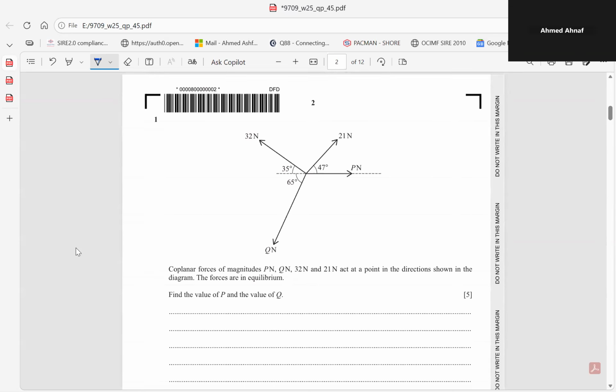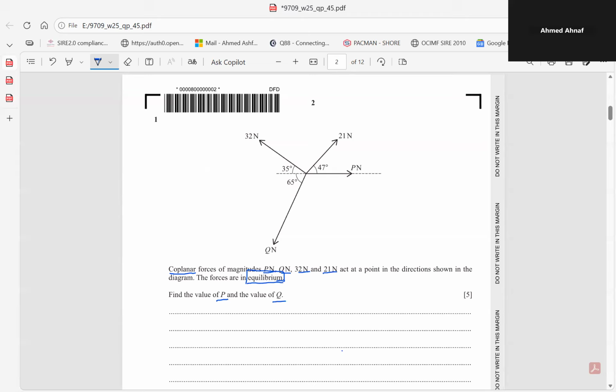So for the first question, we are told that coplanar forces of magnitudes P Newton, Q Newton, 32 newtons and 21 newtons act at a point in the direction shown in the diagram. Forces are in equilibrium is the main keyword. Find the values of P and Q.